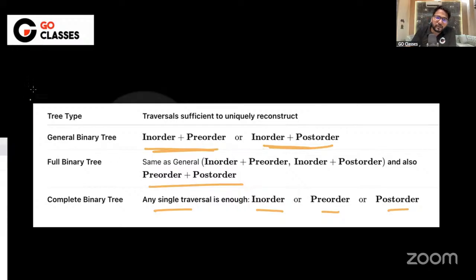See, they used to ask this since a long time. They mean GATE. GATE used to ask this since a long time.